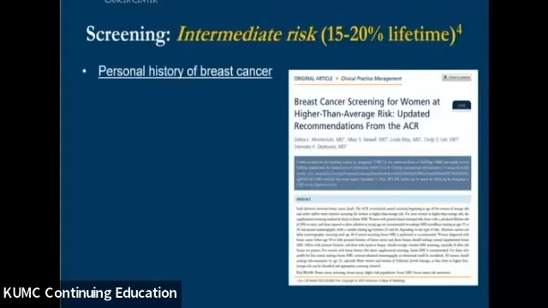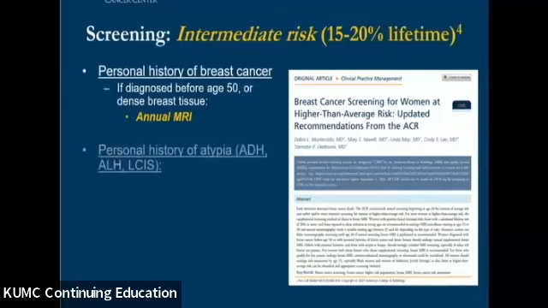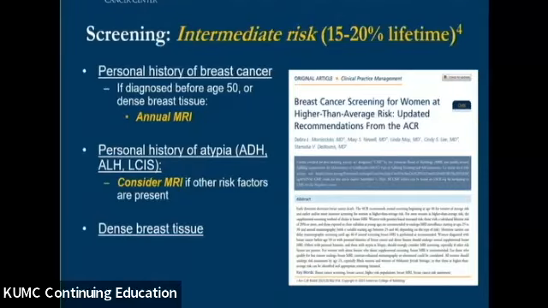Intermediate risk are patients in that 15 to 20% lifetime risk. This includes patients with a personal history of breast cancer, particularly those diagnosed before the age of 50 or with dense breast tissue. Patients with a personal history of atypia, that includes ADH, ALH, and LCIS. And then patients with just dense breast tissue as their only risk factor. So all three of these categories are now recommended to undergo annual MRI. This is per the recent updated guidelines in 2023 from the ACR.